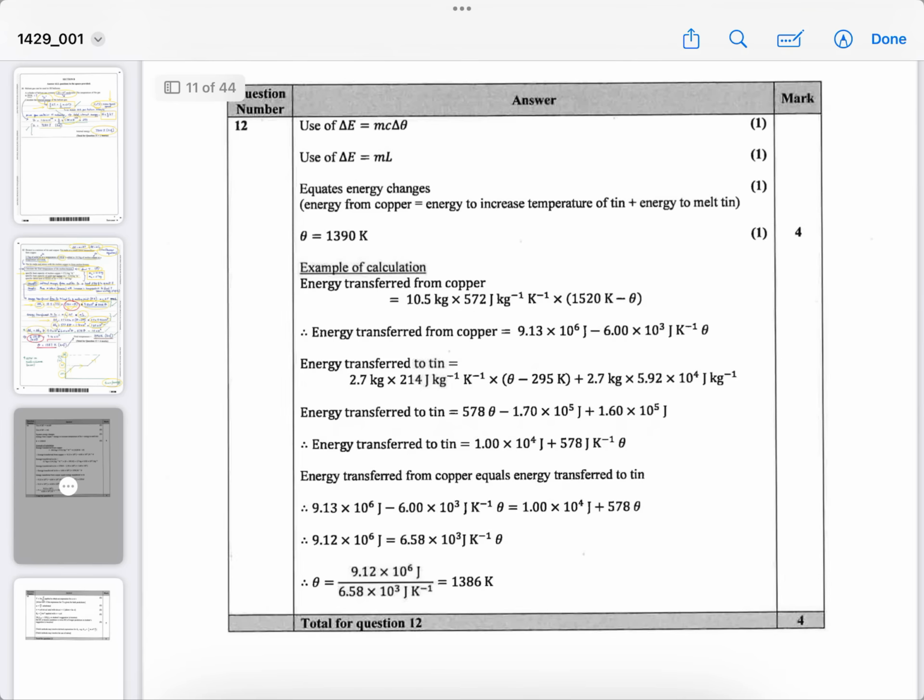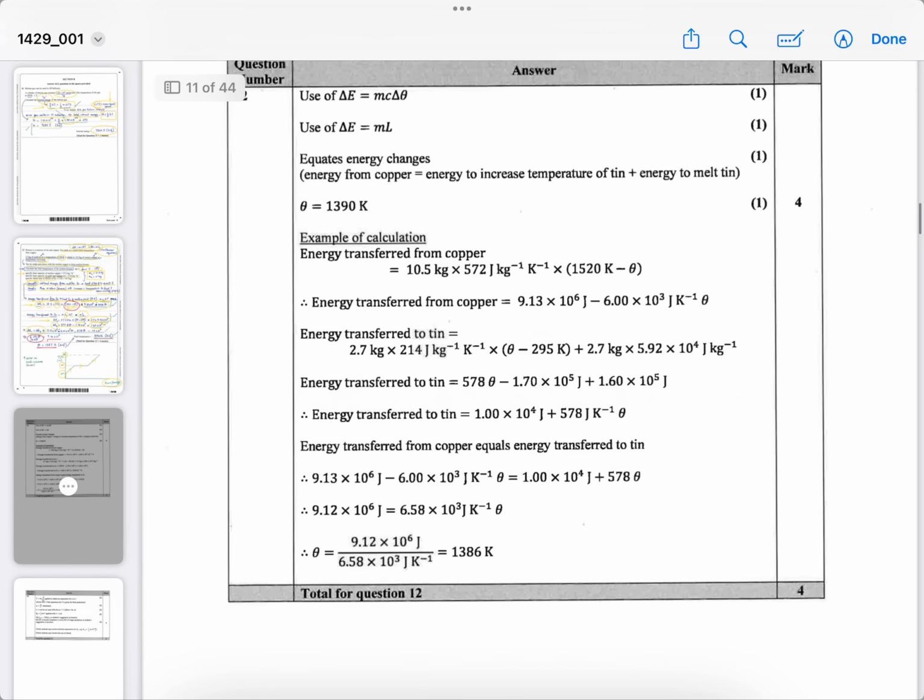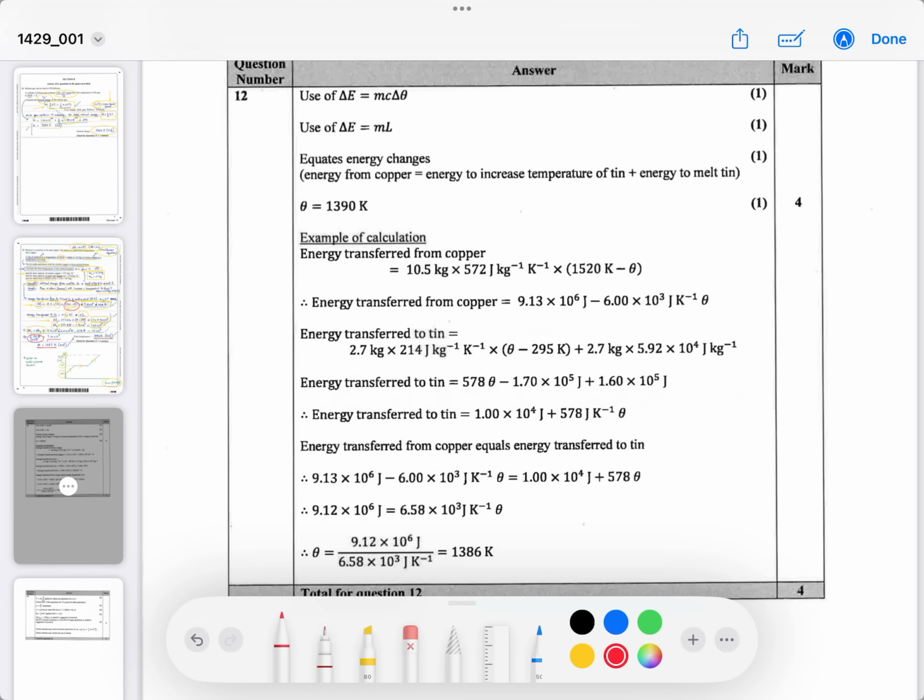So let's see if I can show you question 12. All right, so see their answer, they haven't explained it as fully as mine. This is their answer. So let's see, which bit are we looking at? In question 12, we're looking for the energy transferred to tin. See, they've done it here as well, 1520 minus theta. I'm just wondering whether that should be theta minus 1520. So they've done the same, and maybe that's why I made a mistake, because I didn't put final minus initial. Okay, now will that make a big difference?